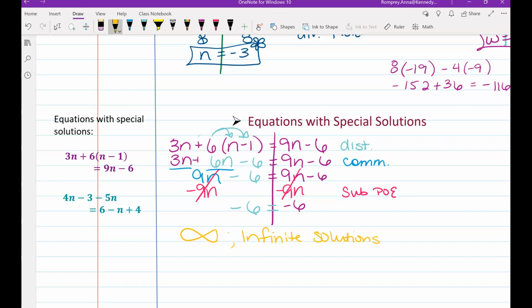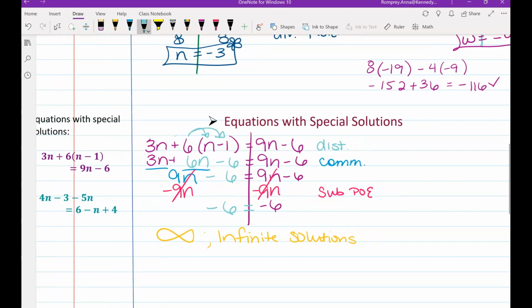That's what that means. So if you simplify and you get a true statement like negative 6 equals negative 6, or x equals x, or 3x equals 3x, or 5 equals 5, you catch my drift? Anything that's true, it is going to be infinite solutions.